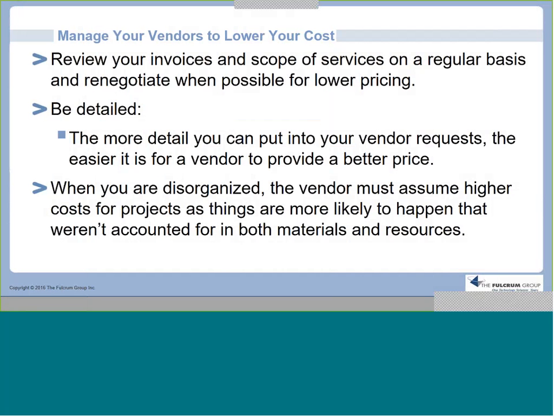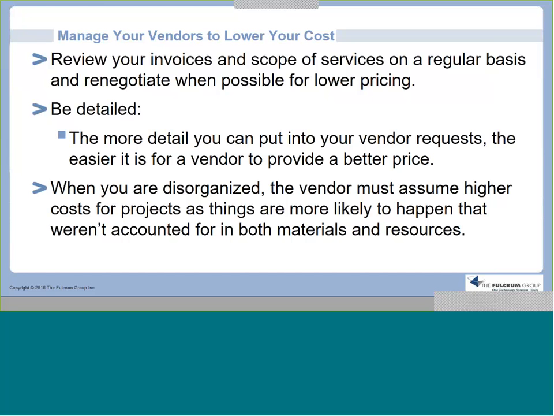Manage your vendors to lower your costs. Review your invoices, make sure you're receiving what it is they say they're giving you, and make sure you're receiving it at a value. We've had a couple customers here lately who've contacted their ISPs looking to get service upgrades for their location to find out that not only could they get service upgrades, but it was at no cost.